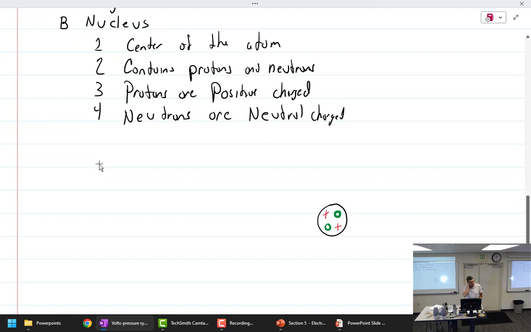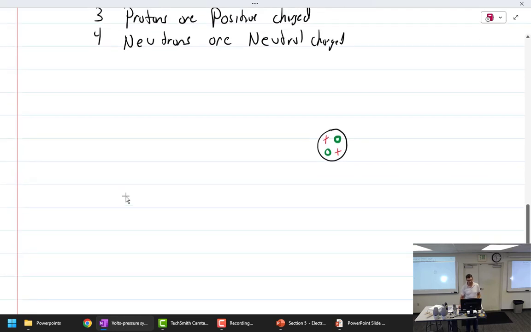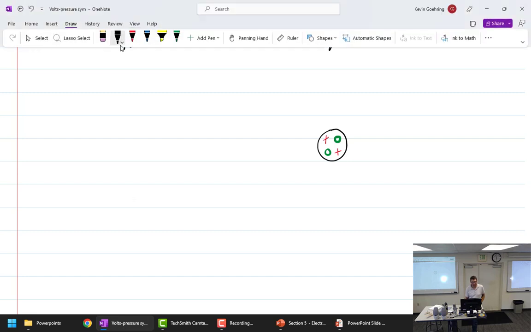Most atoms have an equal number of protons and neutrons. So if I have 2 protons, I would have 2 neutrons, and I would also have 2 electrons. What did I make, by the way? I think it's helium. I forget what 2 is. It's a gas. Okay.